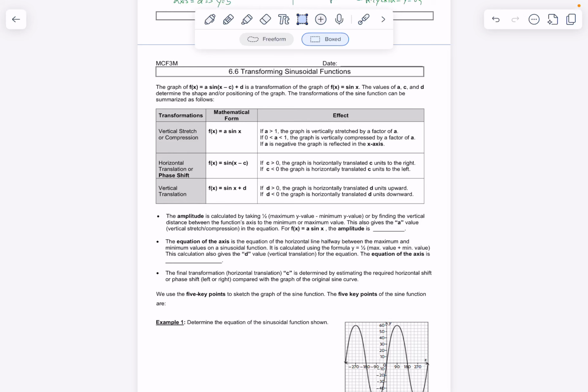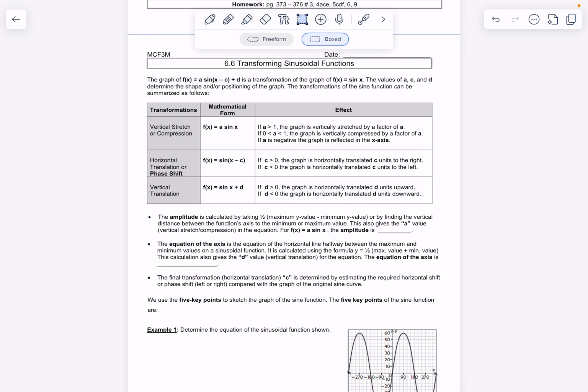All right, so last lesson of this unit, 6.6, transforming sinusoidal functions. So this is sort of a collection, a consolidation of everything we have learned. If you've been following along and taking notes, you will have seen all of this information along the way, and I would have mentioned it several times throughout.